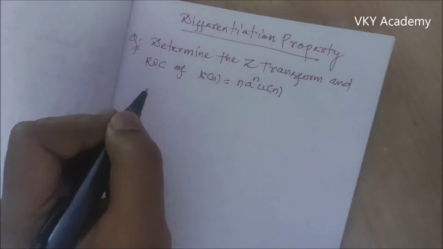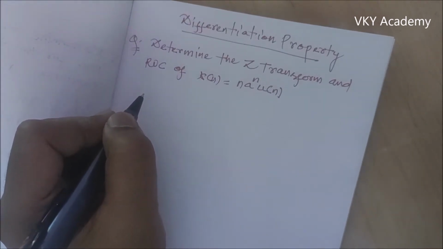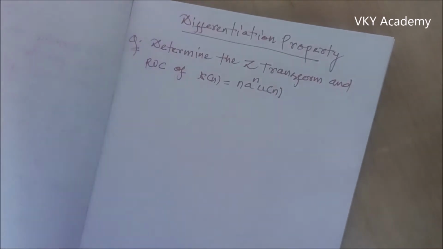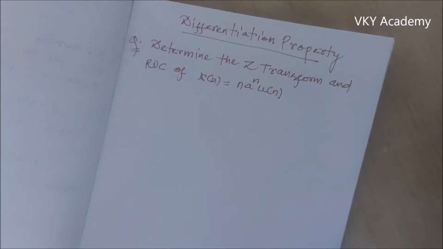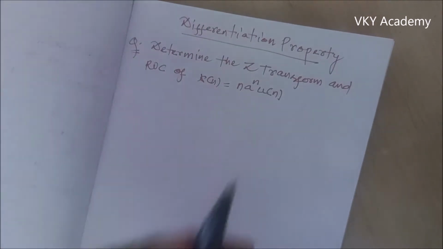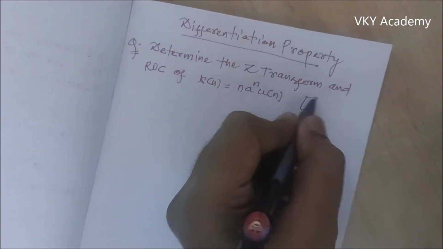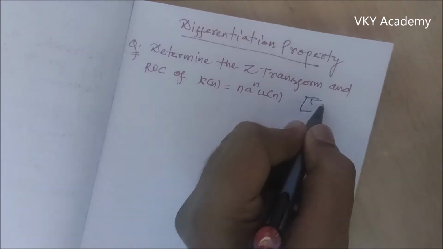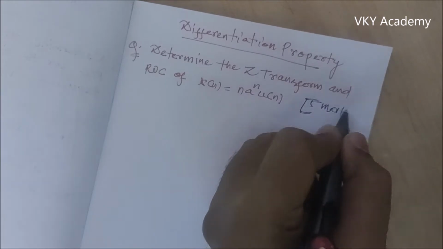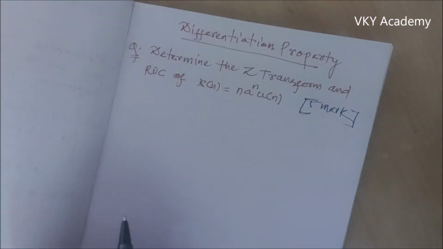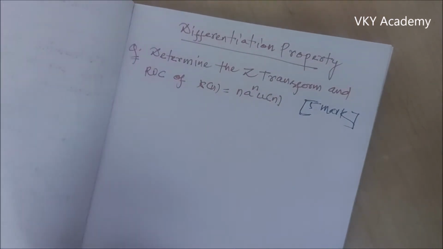Hello everyone. In this lecture we will solve one numerical on differentiation property. In the previous lecture we proved the differentiation property of the Z transform, and today we will see how to solve a particular numerical with the help of the differentiation property. This question generally comes in examinations, either of 5 marks or 10 marks, and this concept will also help in the GATE examination.